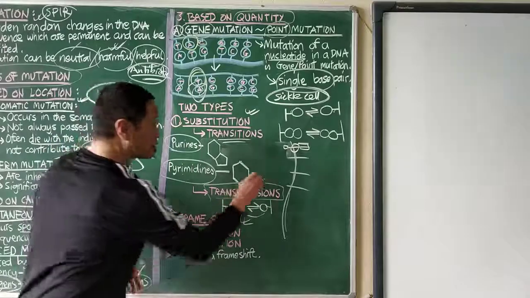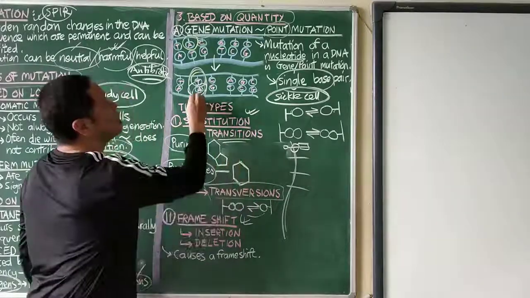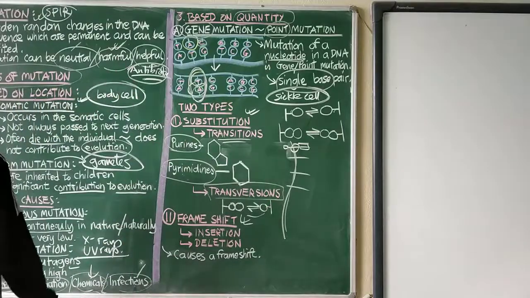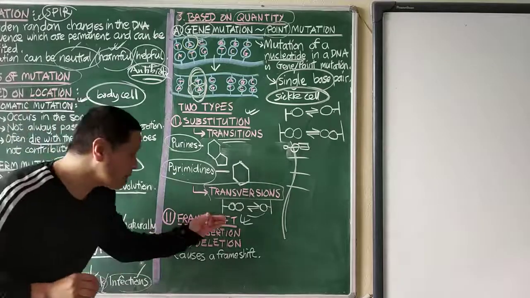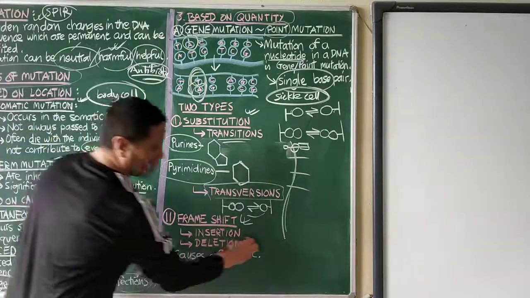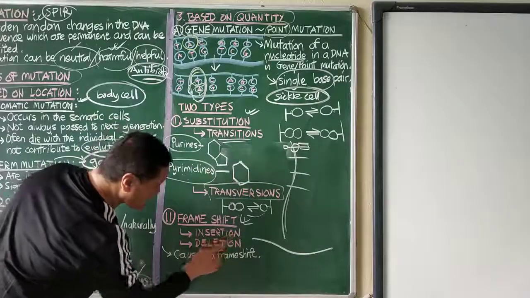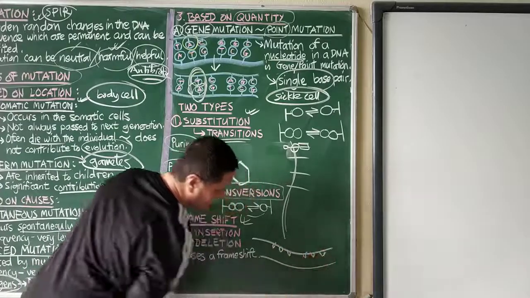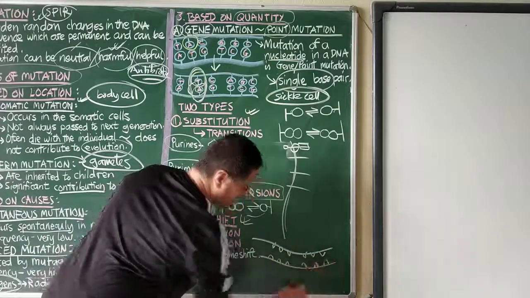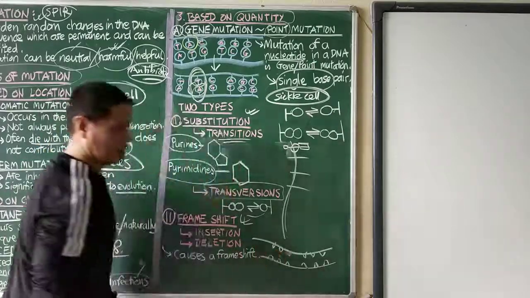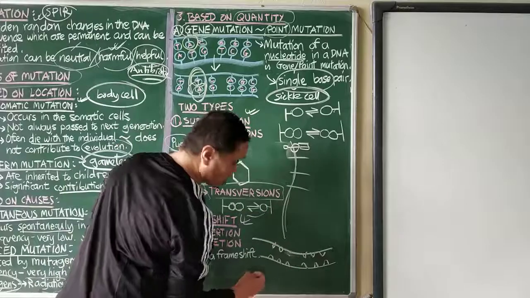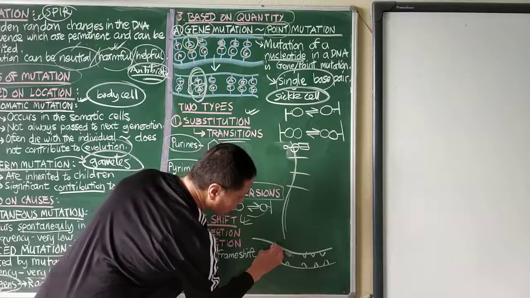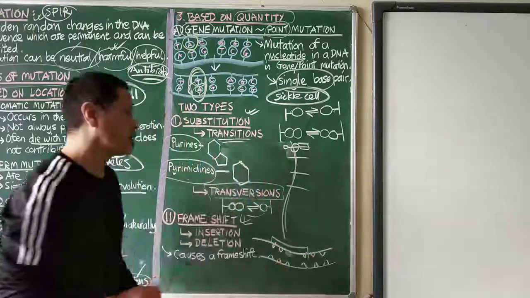Frame shift. Now, substitution is just going to affect one pair of your gene, one pair of nucleotides. But a frame shift is a little different. It's caused by insertion and deletion. Let's say, for instance, these are the codes, and then there's a deletion of one code. One nucleotide is gone. So instead of these three being read as one codon, now it is these three that are read as one codon.